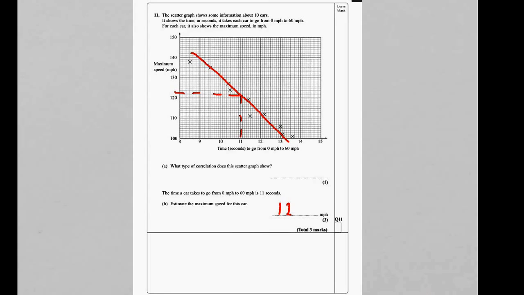Obviously you are using your ruler and you've got nice straight lines at this point, and you could put something like 122 there. Now in the mark scheme when this is marked, there will be a range, and it'll go probably from about 117 to 123 or something like that. So as long as you are within that range, because obviously everyone's going to have a slightly different line of best fit.